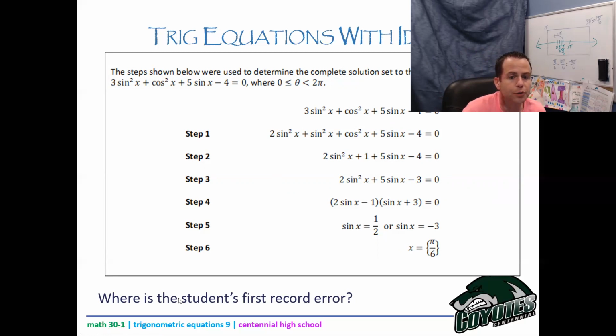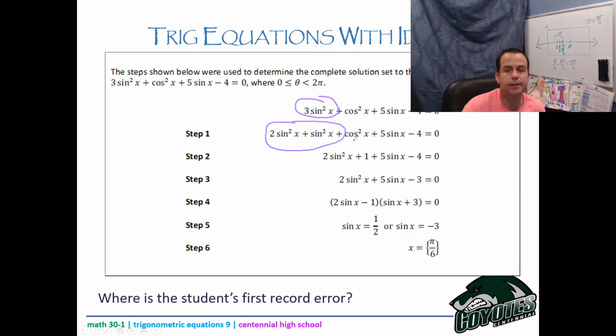Why would you break your 3 sine squared into 2 sine squared x plus sine squared x? Well, that's how this person thought, okay? Maybe that's not how you would have thought about it, but it's allowed. When you're trying to find an error, it's not about the person didn't do it the way you would want it done. It's whether they actually made a mathematical error.